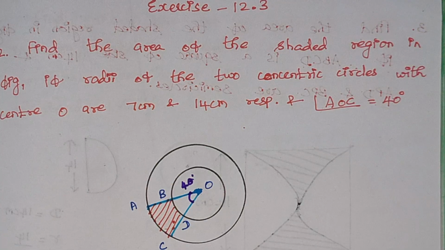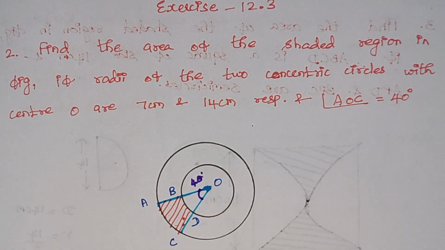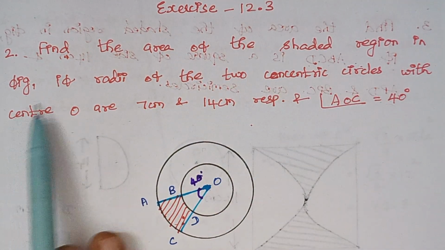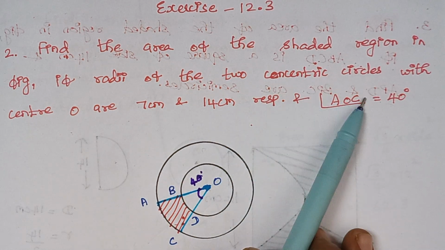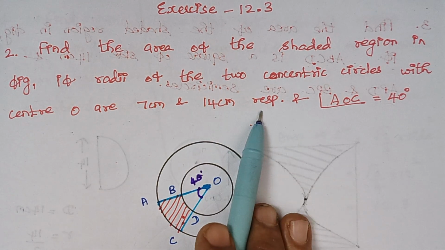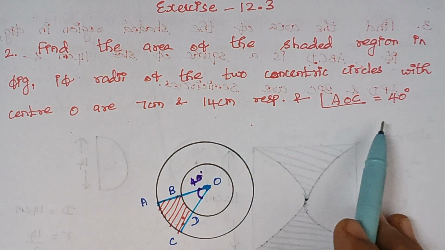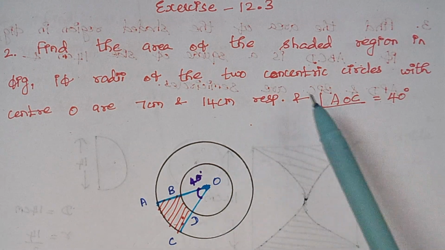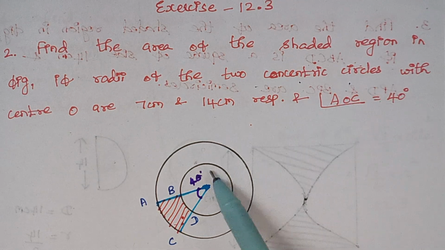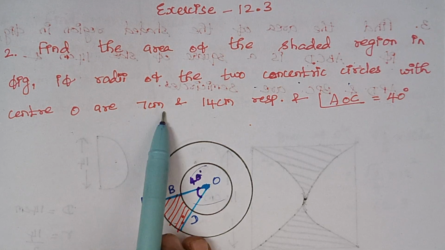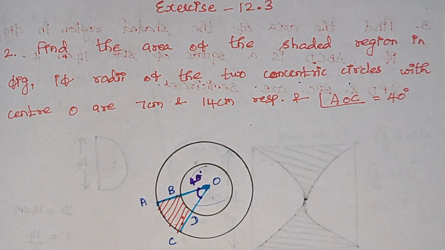Right. So now we are going to solve problem number 2. In problem number 2, you see, find the area of the shadowed region in the figure if the radii of the two concentric circles with center O are 7 cm and 14 cm respectively, and angle AOC is 40 degrees, right? So here we are having two concentric circles, right? The radius of one circle is 7 and the radius of the other circle is 14, right?